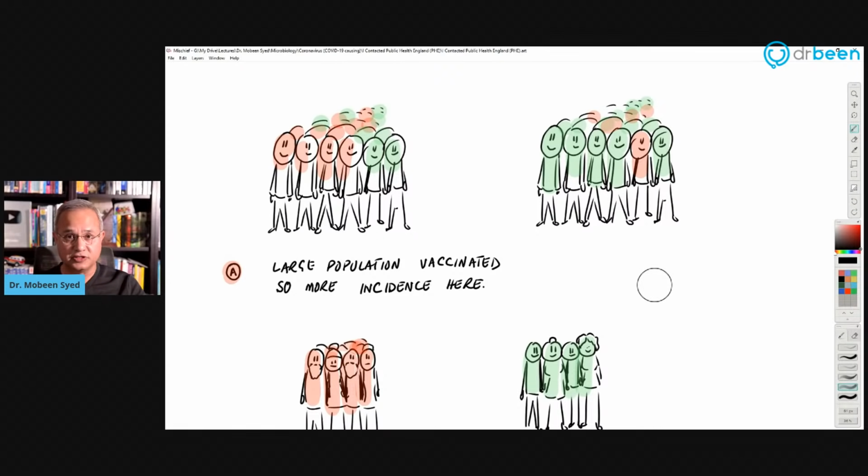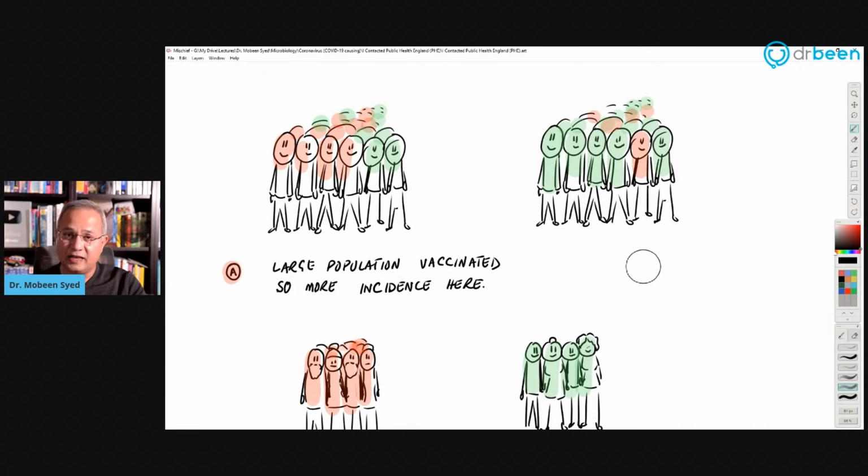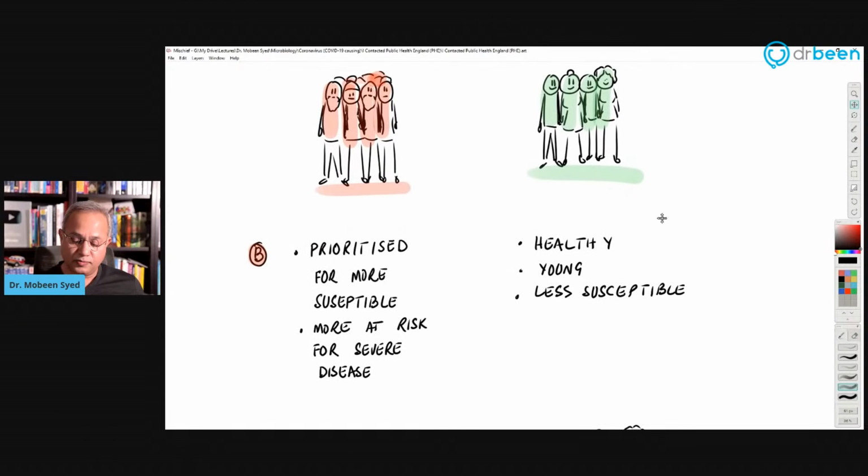That's a huge difference. So now we're talking about absolute numbers, raw data, and why that is not comparable. One, the population size is different. Then prioritization.